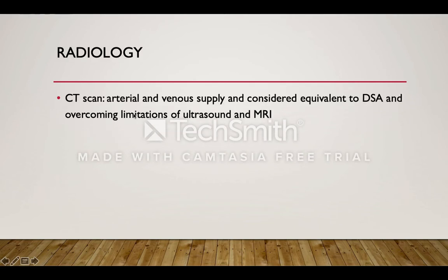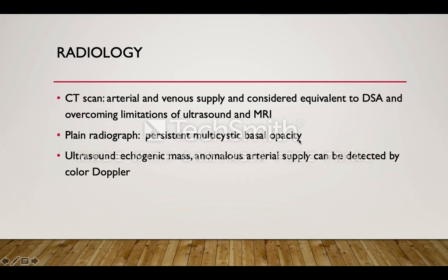Radiologically, CT scan is the preferred method, which can reveal arterial and venous supply, and is considered equivalent to digital subtraction angiography, and superior to ultrasound and MRI due to overcoming some limitations. Plain radiograph can reveal a persistent cystic basal opacity.